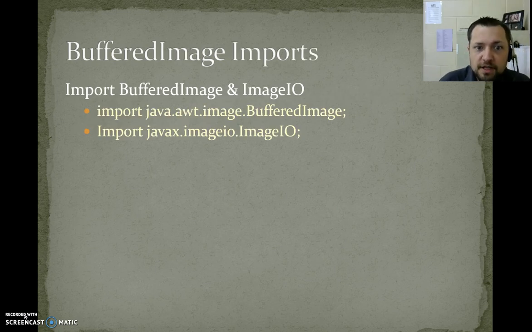Buffered images. Here's the imports that we're going to need. Import java.awt.image.BufferedImage. That's where you get the buffered image class. Import with a lowercase i, not an uppercase like it lists there. And javax.imageio.ImageIO. This is what we're going to use for loading images.